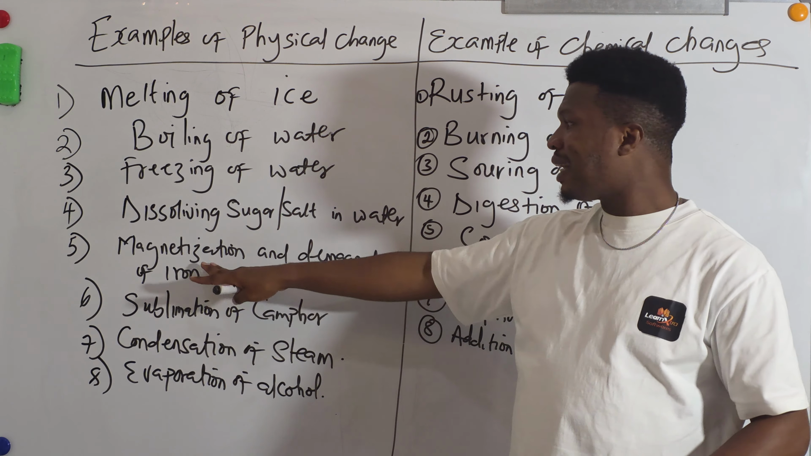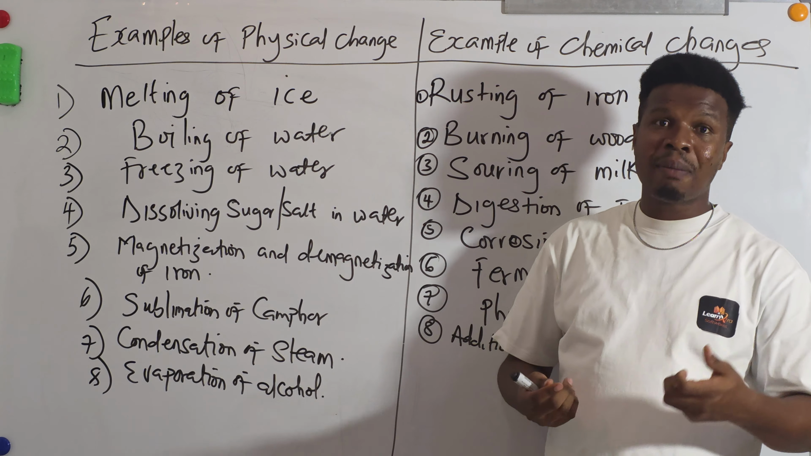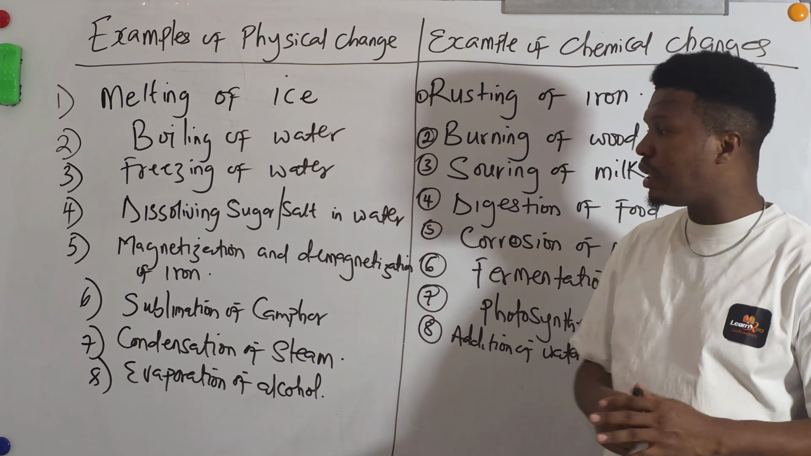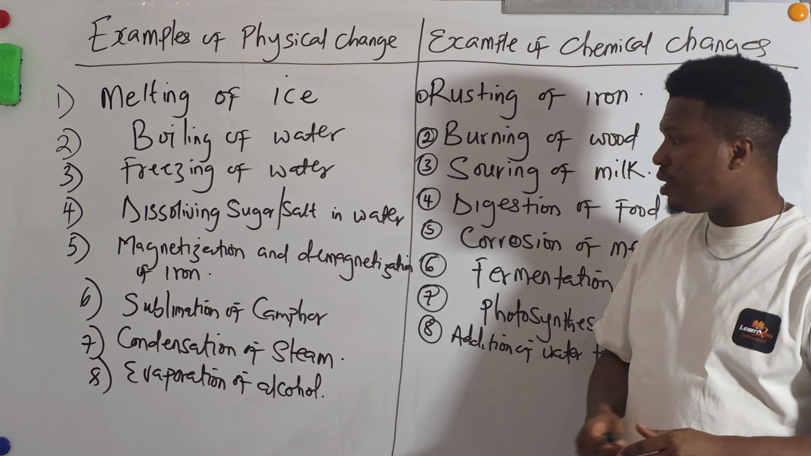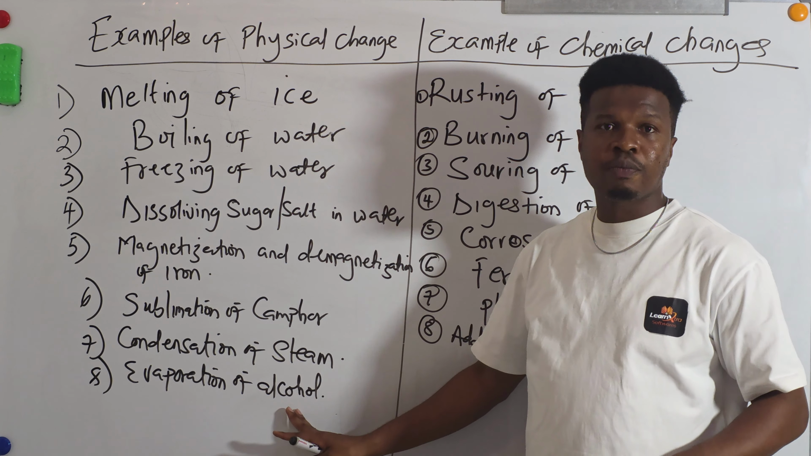Magnetization and demagnetization of iron is also a physical change, because you can magnetize an iron and you can still demagnetize it. It's a reversible process. The last one is evaporation of alcohol. You can evaporate alcohol, and you can still recover the alcohol back using some techniques. So these are all physical changes.